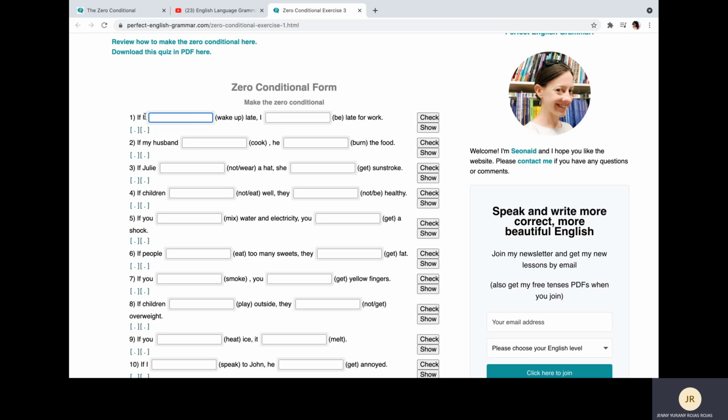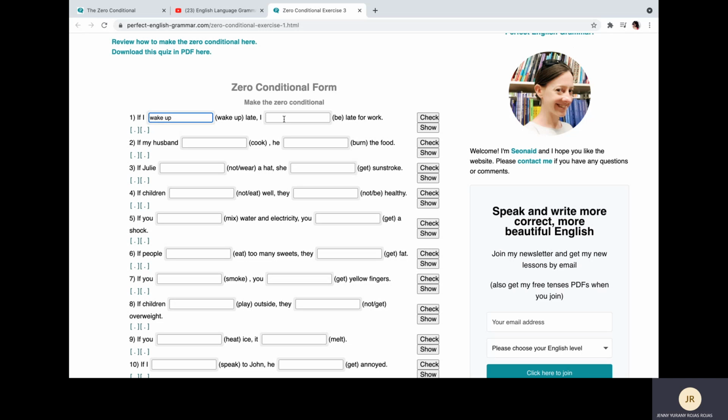So be careful noticing the subject, okay? So it says I. If I wake up, como no es una tercera persona, entonces recuerden que voy a colocar el mismo verbo without any rules, without modifying anything. Si yo me levanto tarde, late, I, verbo to be.